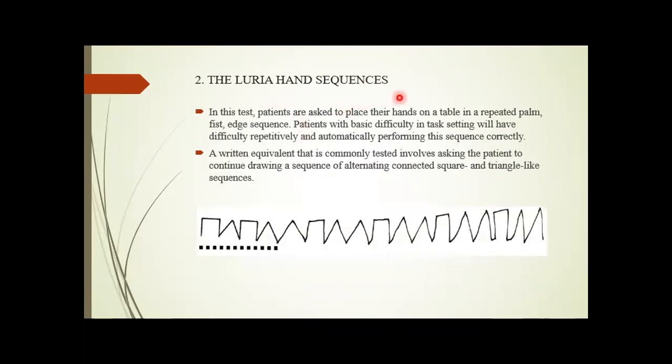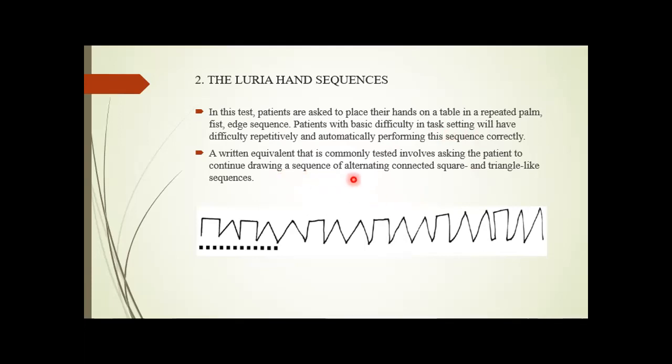Second is the Luria hand sequences. In this test, the patient is asked to place their hands on the table in a repeated palm, fist, edge sequence. Patients with basic difficulty in task setting will have difficulty repetitively and automatically performing this sequence correctly.